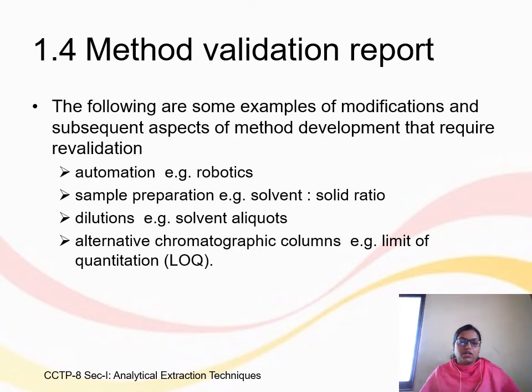Method validation report. The following are some examples of modifications and subsequent aspects of method development that require revalidation. Automation, for example robotics; sample preparation, for example solvent to solid ratio; dilution, for example solvent aliquot, meaning a known quantity or known volume in the stock solution; alternative chromatographic columns, for example limit of quantitation, LOQ.